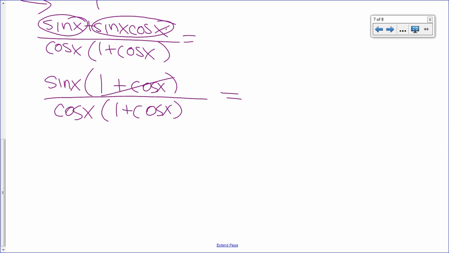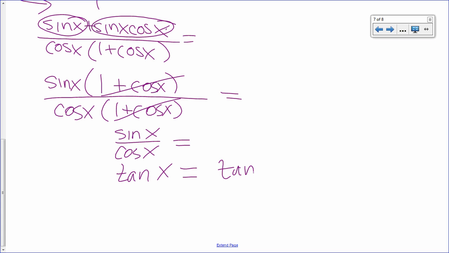And of course, those two are the same, so that equals 1. We could say they cancel. So now we just have sine x over cosine x. And we all know what that equals, right? By the quotient identity, that is tangent.